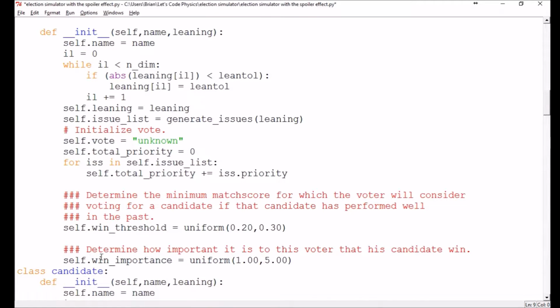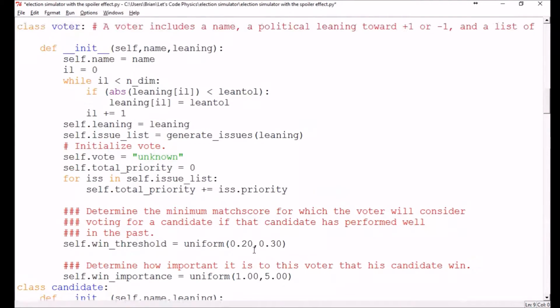And then this is how important it is for them that their candidate wins. Or if you like, this is how important it is that they defeat their opposed candidate. This is where the numbers get a little bit exaggerated, I think, because in order for us to observe the spoiler effect, I've had to turn this up to between 1 and 5. I'll remind you that the match score can be anywhere from 0 to 1, so it's a 0% to 100%. So this is saying that winning importance needs to be either equally important with having a good match score or 5 times as important as having a good match score.